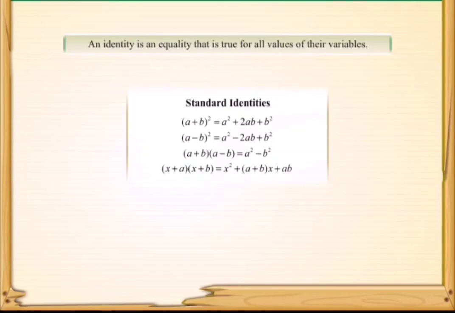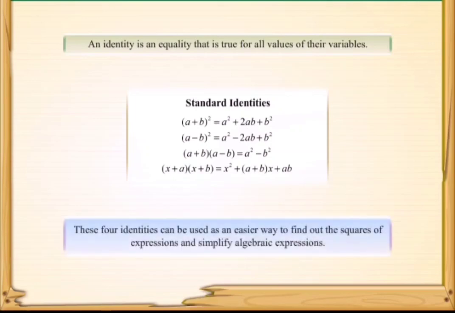Let us summarize the key learning from this topic. An identity is an equality that is true for all values of their variables. You learned about the 4 standard identities. These 4 identities can be used as an easier way to find out the squares of expressions and simplify algebraic expressions.